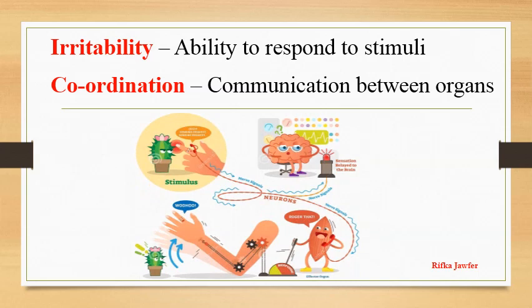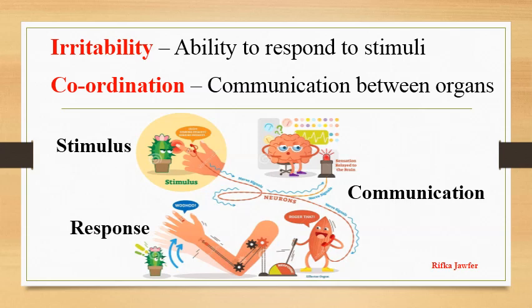This picture shows the irritability and coordination during an accident. A stimulus is received by our hand. Nerves, muscles and hormones help in coordination. The response is given by the hand. Not only humans, even other animals and plants have irritability and coordination as they react to stimulus.